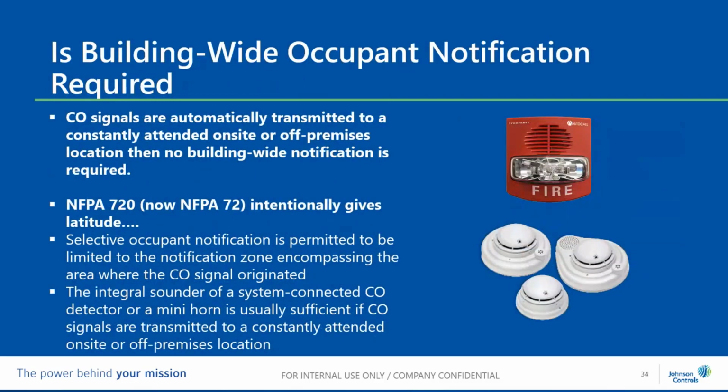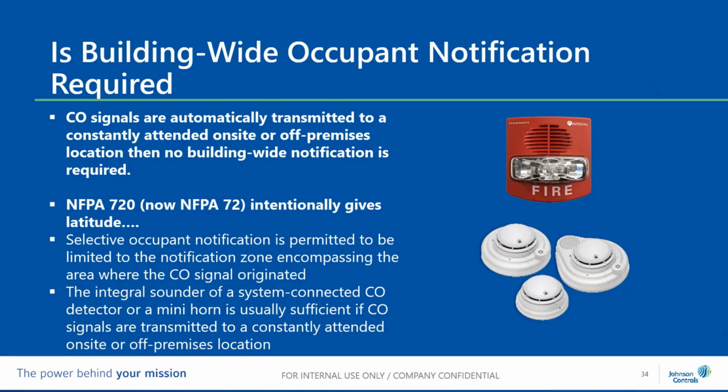Is building-wide occupant notification required? So, if carbon monoxide signals are automatically transmitted to a constantly attended on-site or off-premises location, no building-wide notification is required. We saw that as we were going through the occupancy chapters in both the I code and NFPA 101. So if I'm sending the signals to a fire alarm control unit that somebody on site is always at, whether it be security, operator, nurse's station, whatever, then you don't need to send signals all throughout the facility, or if I'm sending the signals off-site.